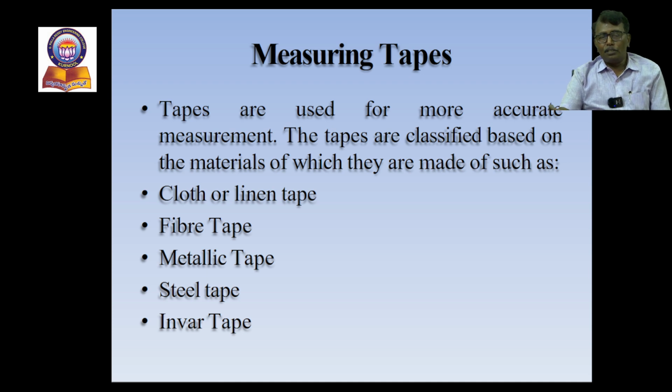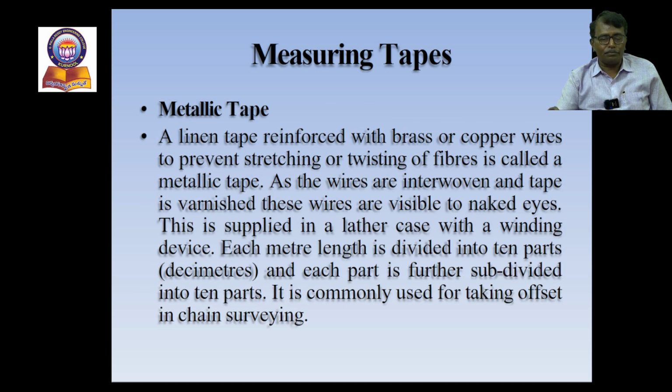Next is measuring tapes. The second variety of instrument used for taking linear measurements is the tape. Tapes are used for more accurate measurements. Tapes are classified based on the material of which they are made, such as cloth or linen tape, fiber tape, metallic tape, steel tape and invar tape. Most commonly, fiber tapes are in practice, and nowadays these fiber tapes are also being replaced with plastic tapes. I will discuss the fiber tapes a little.